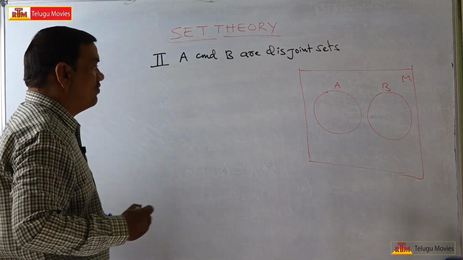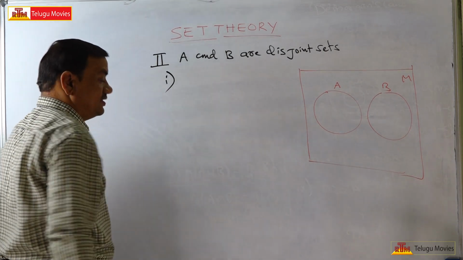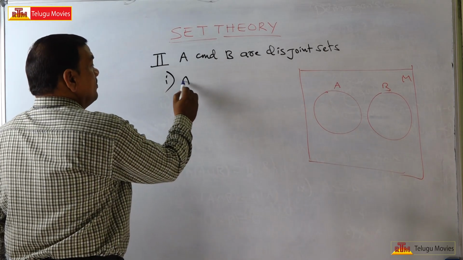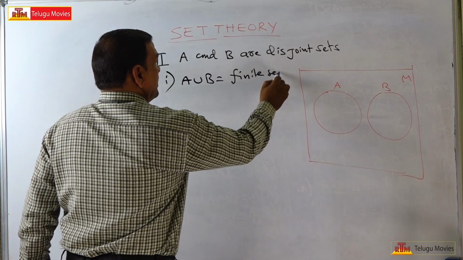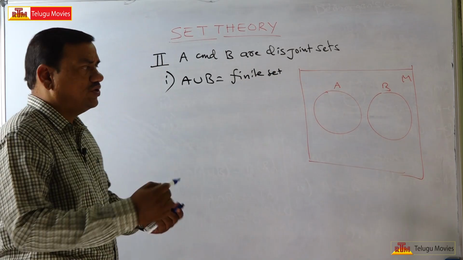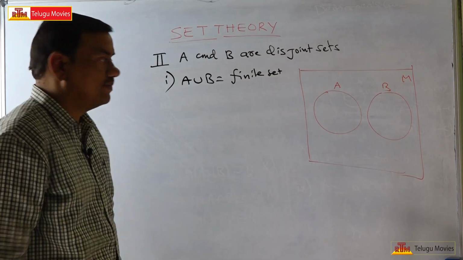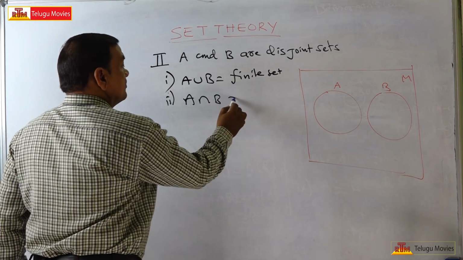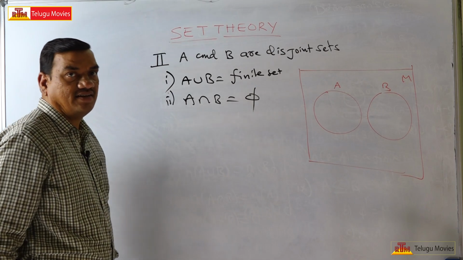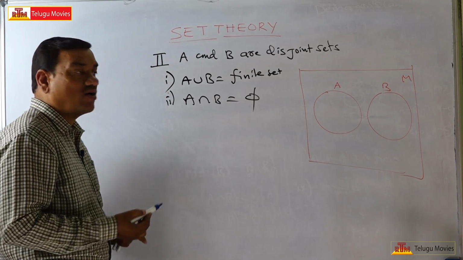Let us see one by one what happens. The first one is A union B is equal to a finite set. The elements which belong to A and B, you will get a finite set. But what about A intersection B? It is a null set. A intersection B means there won't be any common element.